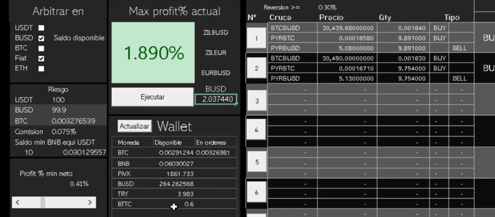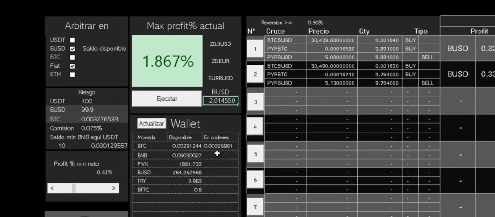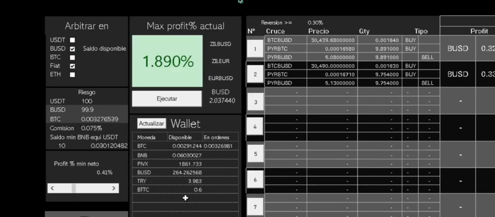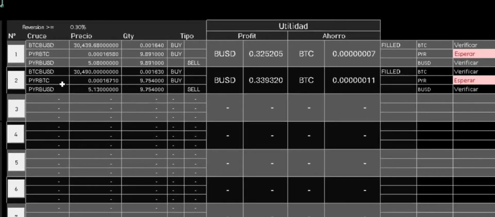On the right panel we have the triangulation packages that are open at the moment and are being executed, waiting for their closure. It must be remembered that this works as follows. It sends the first order of the first cross until that order is taken by the system. Then the second order of the second cross must be placed, and for the third we have to wait for the second order to be processed by the Binance system.